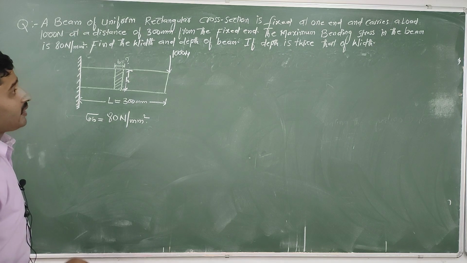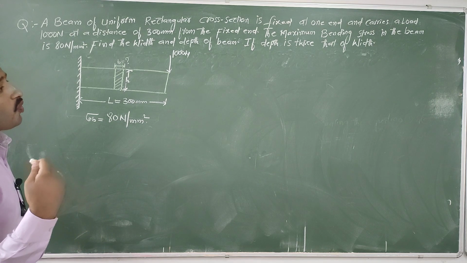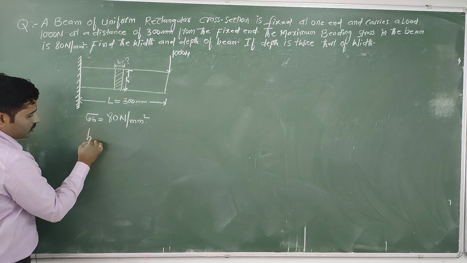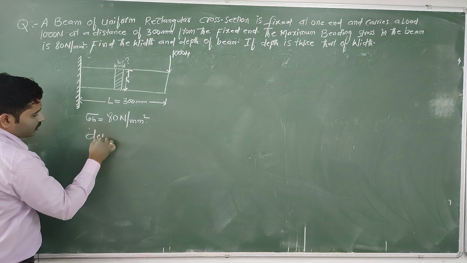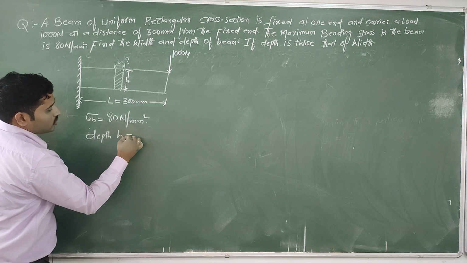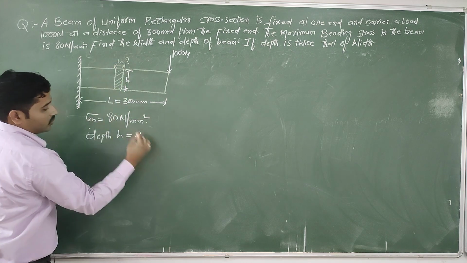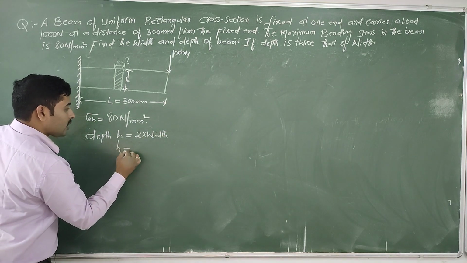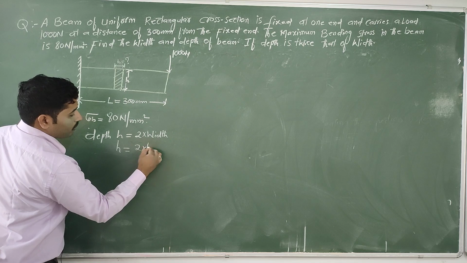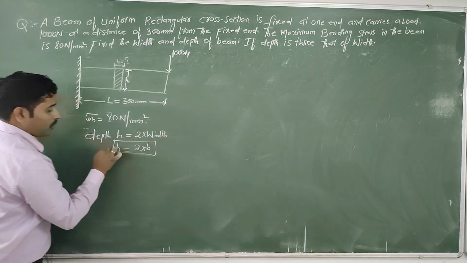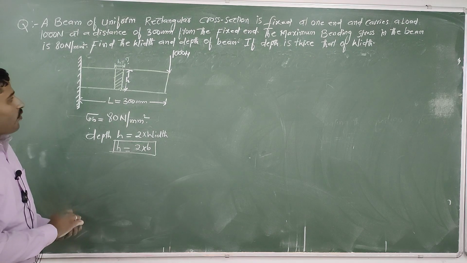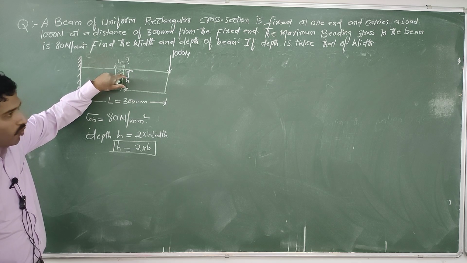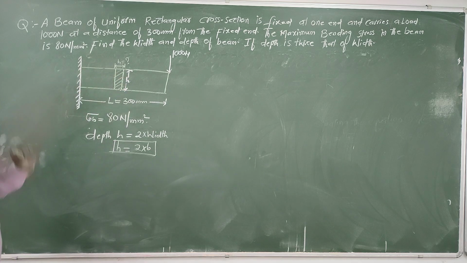If the depth is twice that of the width, this means that the depth H is twice the width. Is it right? Then H is equal to 2 into B, so we can say H is equal to 2B. So what do we need to find out? We need to find out the width as well as the height.